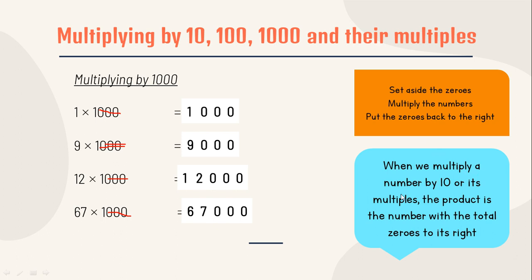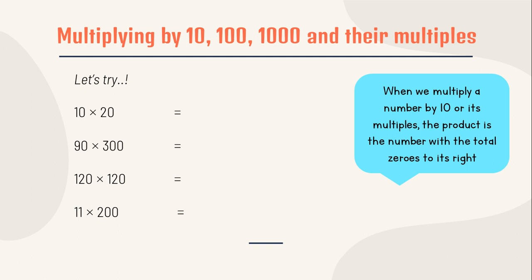When we multiply a number by 10 or its multiples, the product is the number with the total zeros to its right. Easy, right? So with this tips and trick, you do not need to make it into perkalian bersusun. Get it? Because it's kind of easy. Now let's go to the next one. Let's try it.